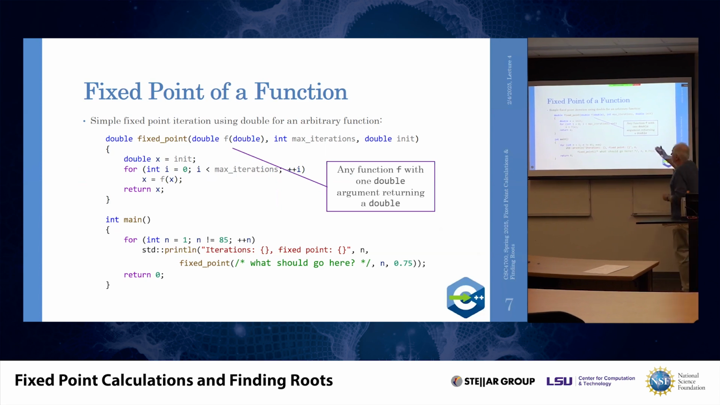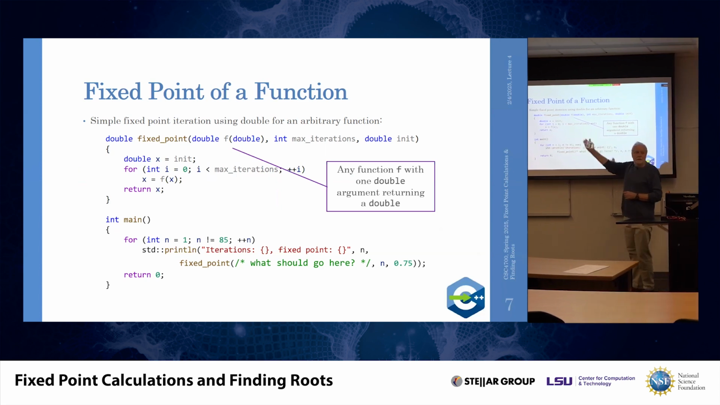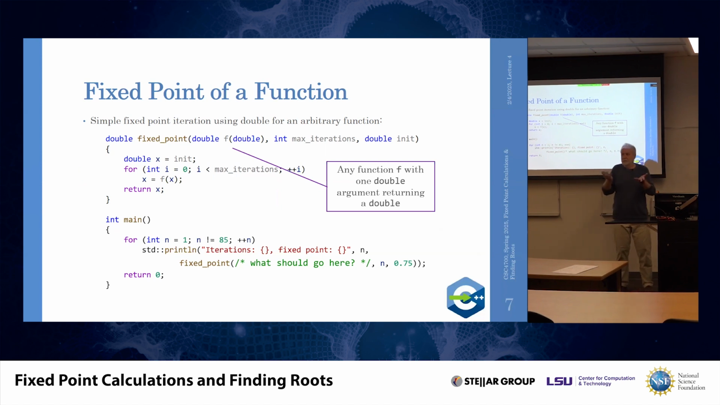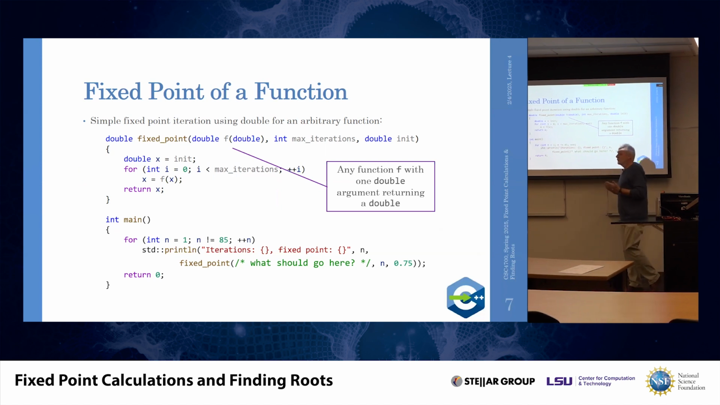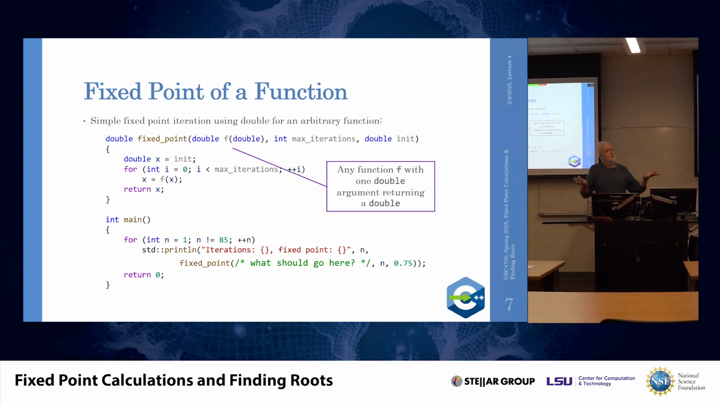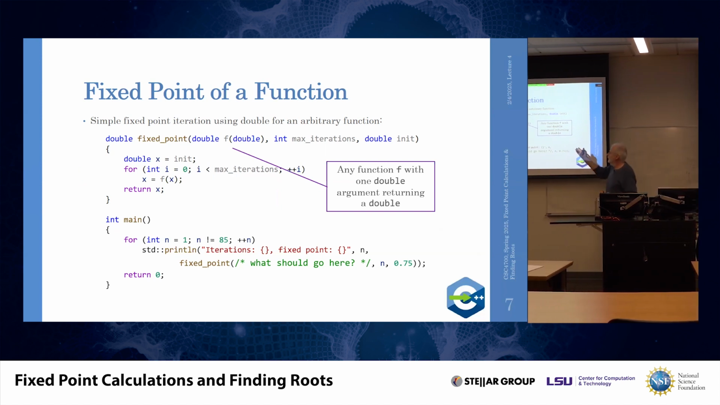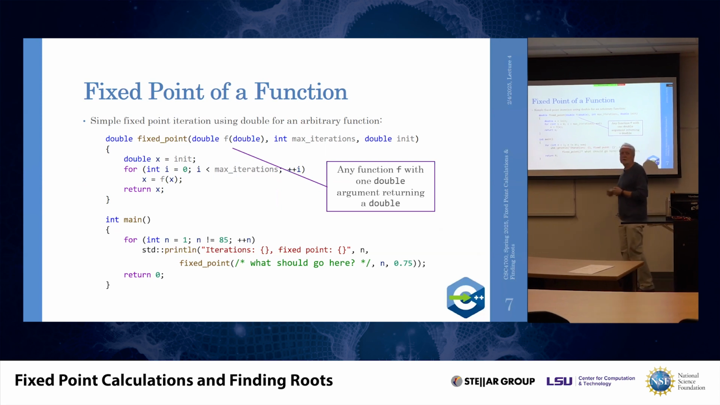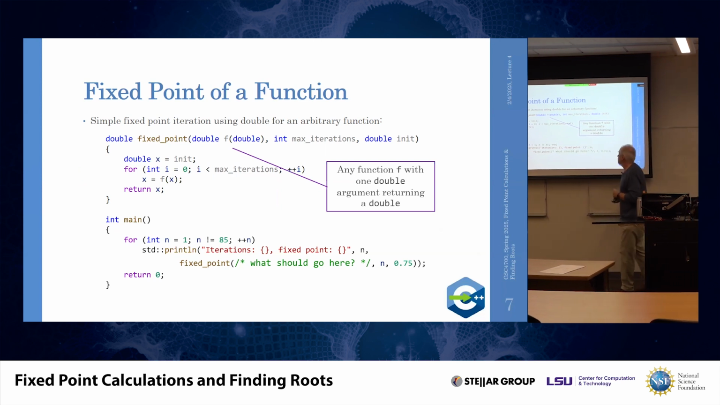As I said, that syntax looks a bit strange. You say double f, parenthesis double. This is just a notation telling the compiler, hey, I'm passing a function with this prototype. You can pass any function that takes one argument double and returns a double itself, and pass that to that function.